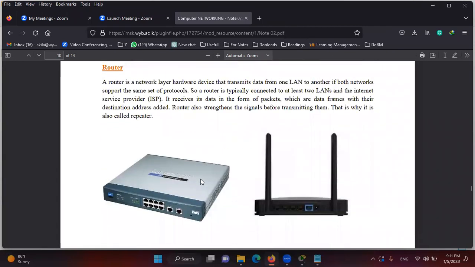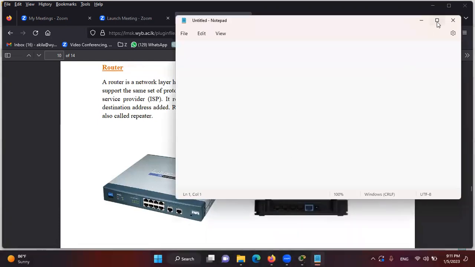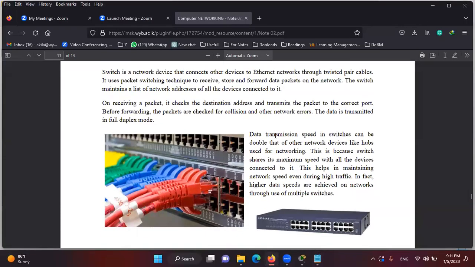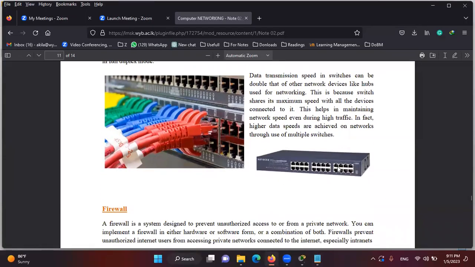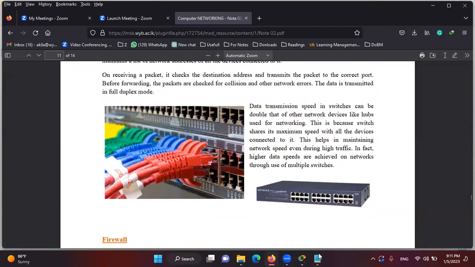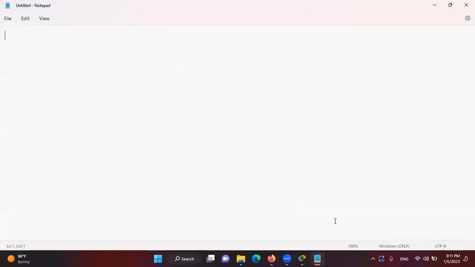Then router. So children, router is also a very important device. We're going to discuss router further later. ළමයි router සහ switch කියන දෙක හරිම වැදගත්. ඒක මේ තියෙන switch එකක්. router සහ switch කියන දෙකේ අදහස් හරියට දැනගන්න ඕනේ.